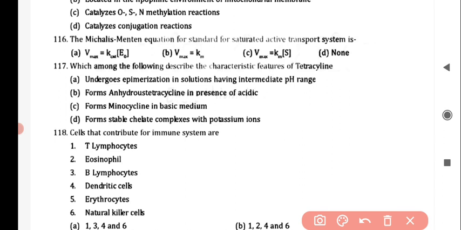Next question is, the Michaelis-Menten equation for standard active transport system is, for saturated active transport system is, and the correct answer is option A, Vmax is equal to Kcat E naught. Next question is, which among the following describes the characteristic feature of tetracycline? And the correct answer is option A, undergoes epimerization in solutions having intermediate pH range.